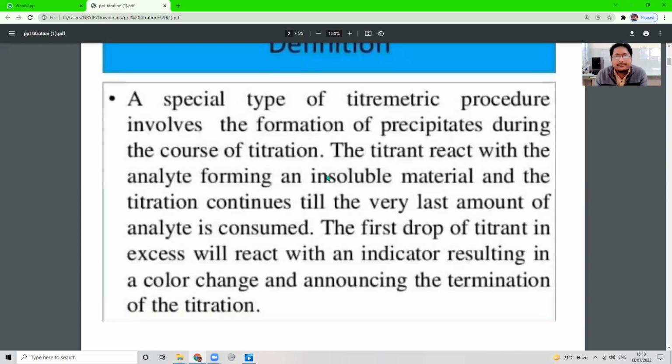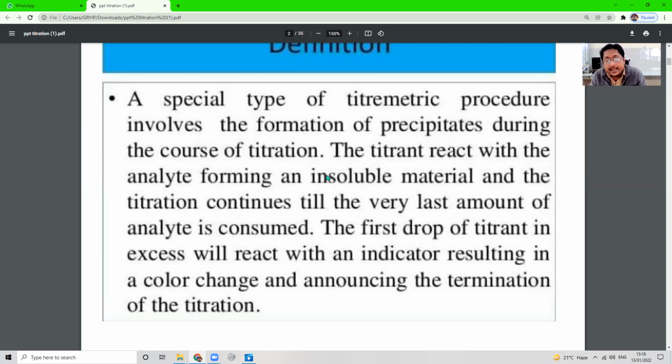This is a special type of titrimetric procedure that involves the formation of a precipitate. During the course of titration, the titrant reacts with the analyte, forming an insoluble material. Here we can use NaCl, potassium chloride, ammonium chloride as the analyte, that means compounds which contain halogens, KCl, NaCl, NH4Cl. The titration continues till the very last amount of analyte is consumed.